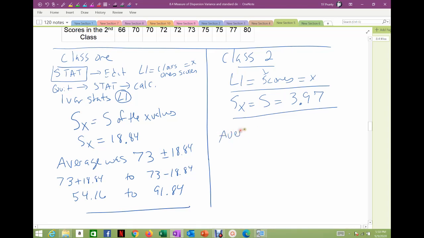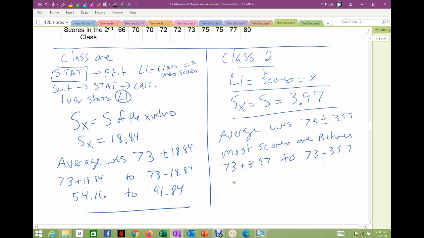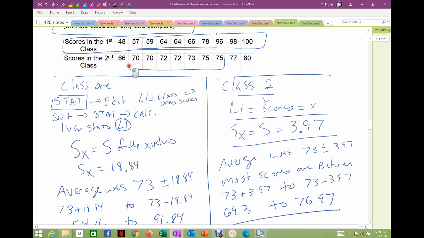The average for class 2 was the 73, and the plus minus on that was 3.97. So most scores are between a 73 plus the 3.97 to the 73 minus the 3.97. So most scores landed between a 69.03 up to a 76.97. Most scores, and if you go look at that, most scores did, right? Almost all of them, only 3 of them didn't, but the 77 is pretty close to that, and the 66 was pretty close to that.